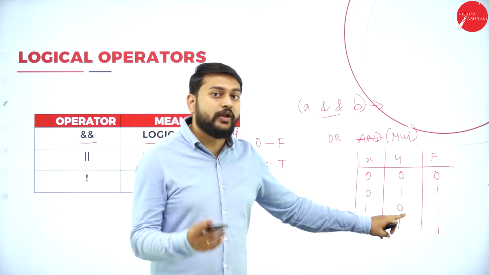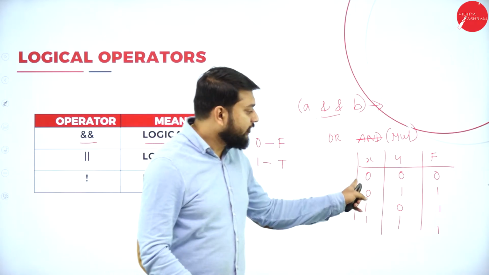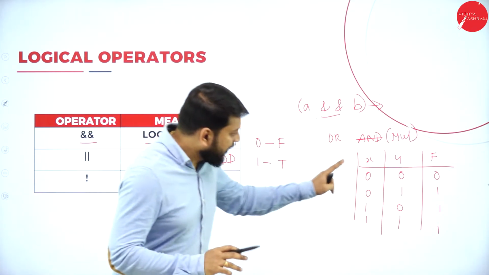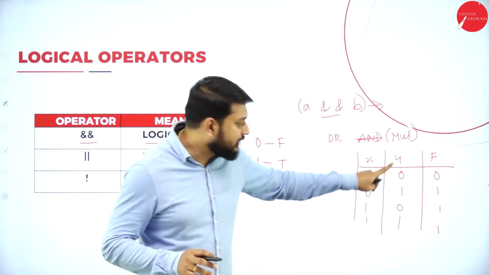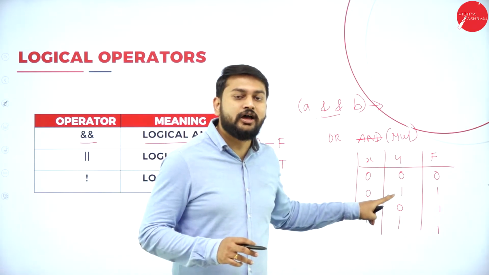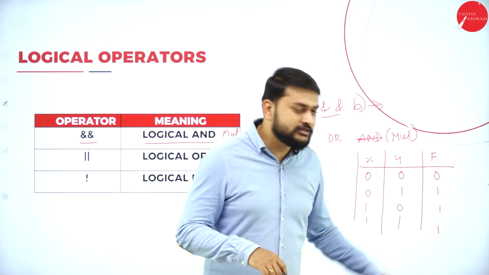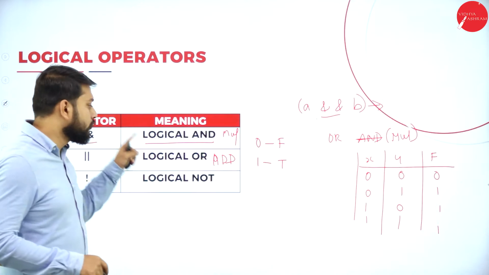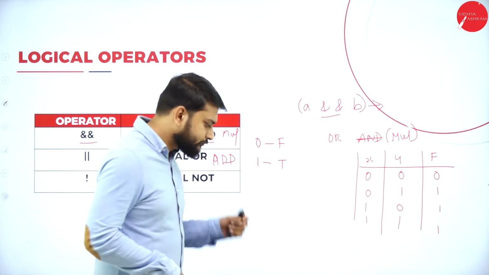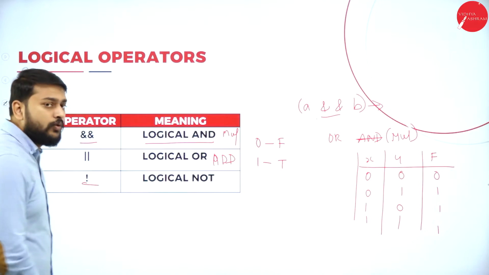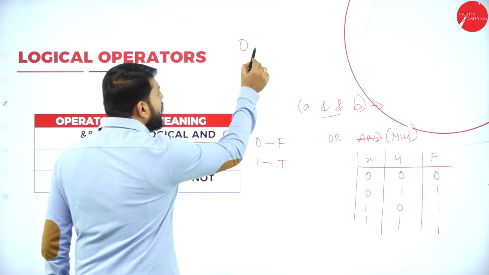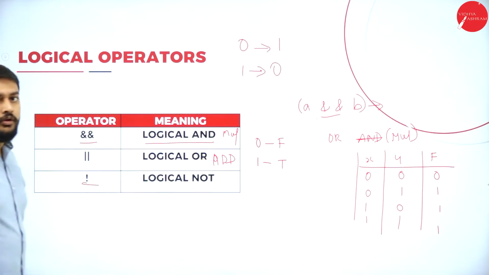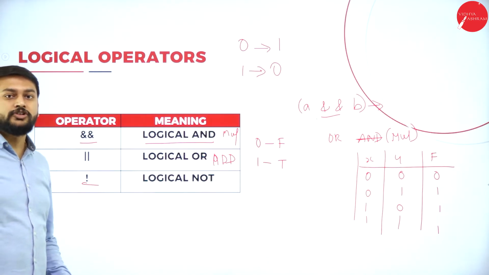Whenever I am performing the OR operation, if any one of the conditions is true, the result will be true. You got my point? If both the conditions are false, then the result will be false. That's what you need to remember with respect to logical AND and logical OR. So fine. What is this NOT, sir? Not in the sense, if I have 0, then it will give me 1. If I have 1, it will give me 0. So that's what you need to understand with respect to NOT.